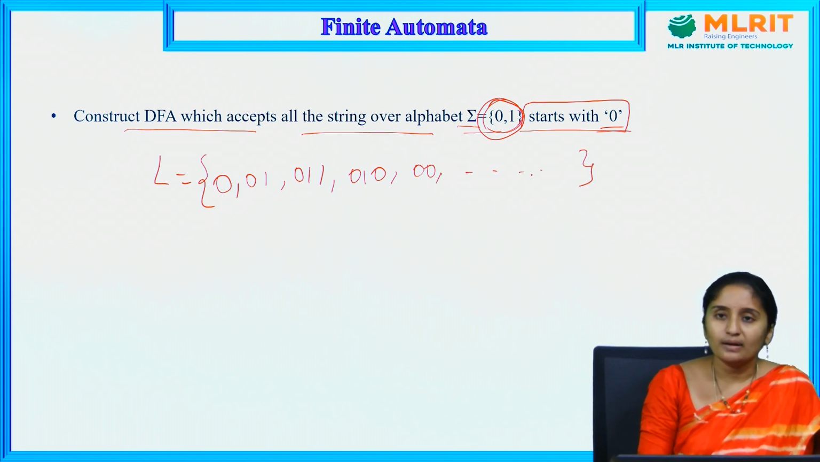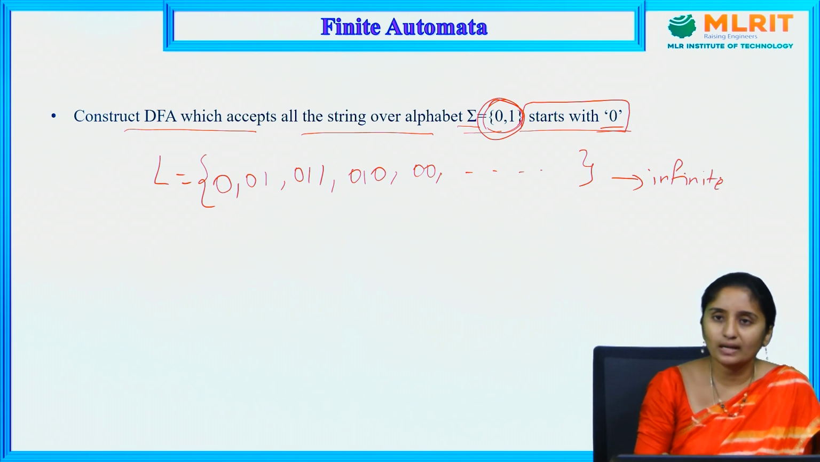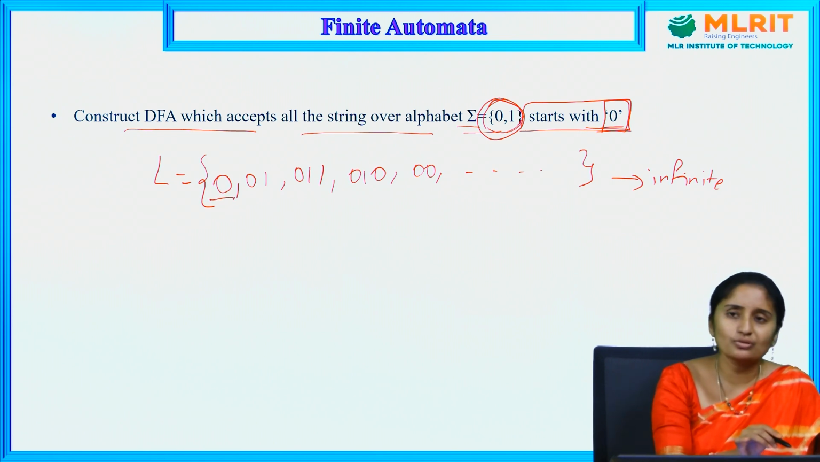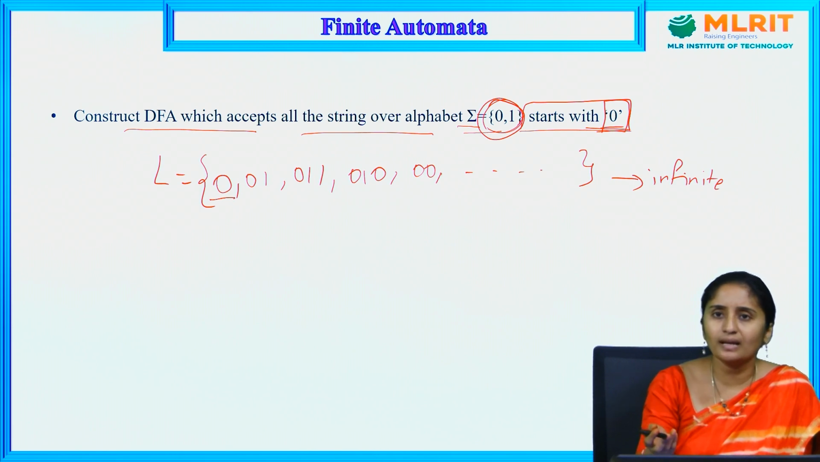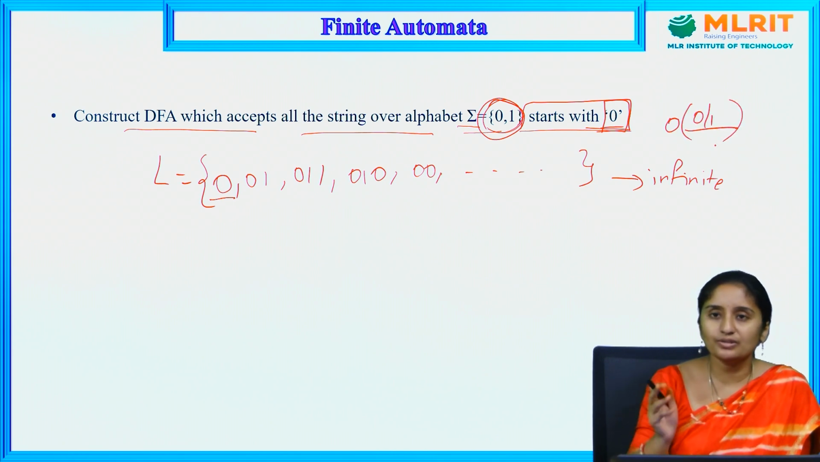So I can have any number of strings, nothing but an infinite number of strings. Why? Because the condition given is only that it should start with 0. They didn't say the language should consist of 10 strings or 5 strings. That is not the constraint. After the first symbol, the ending and the middle can be anything, a combination of 0 or 1, because the alphabet we gave is 0, 1.